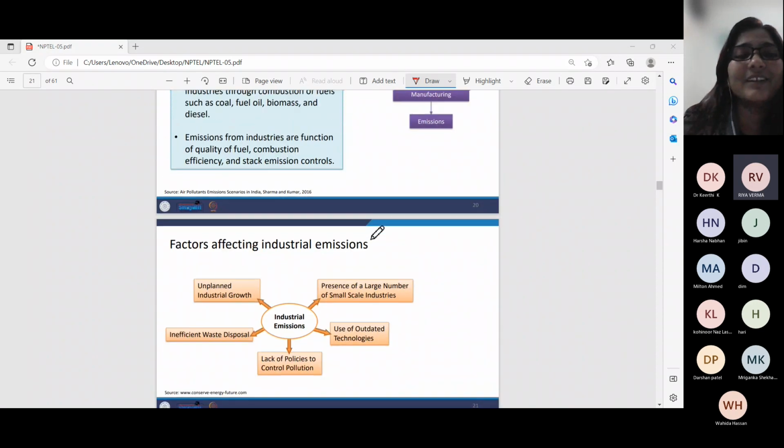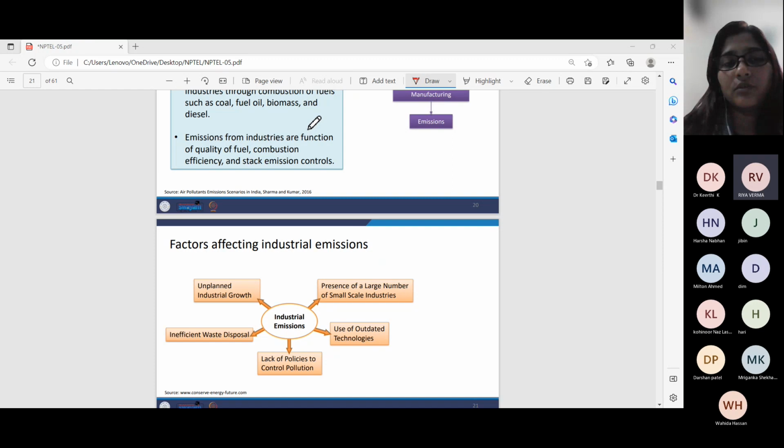Okay, anyway. So, coming towards the factors affecting the industrial emissions. For industrial emissions, the factors that affect it are the presence of a large number of small scale industries. Next is the use of outdated technologies. Then you have lack of policies to control pollution. Then we have unplanned industrial growth and inefficient waste disposal. So we'll take these factors one after the other.